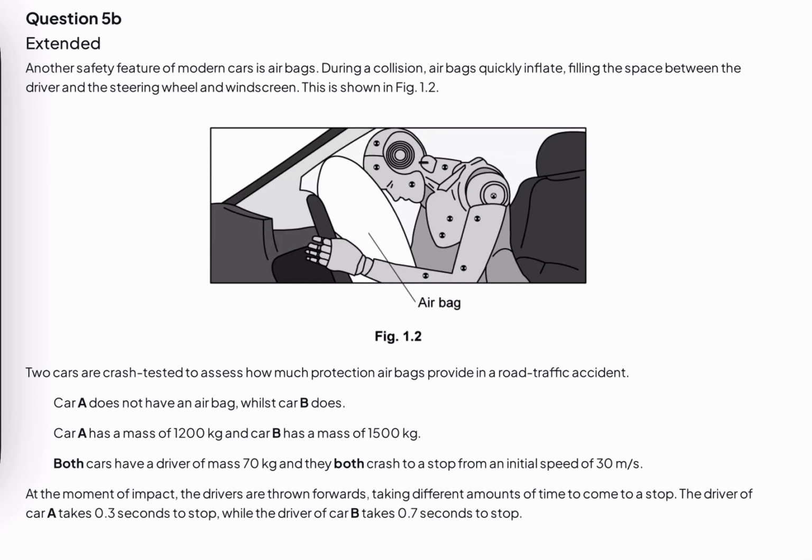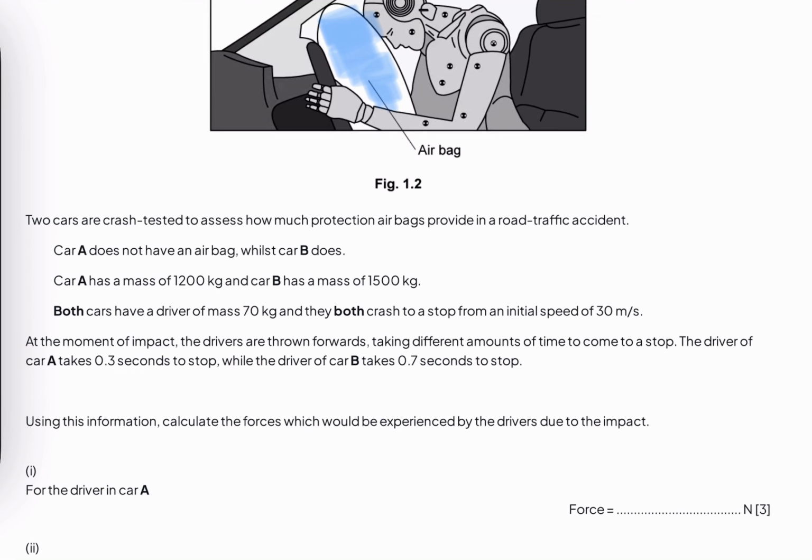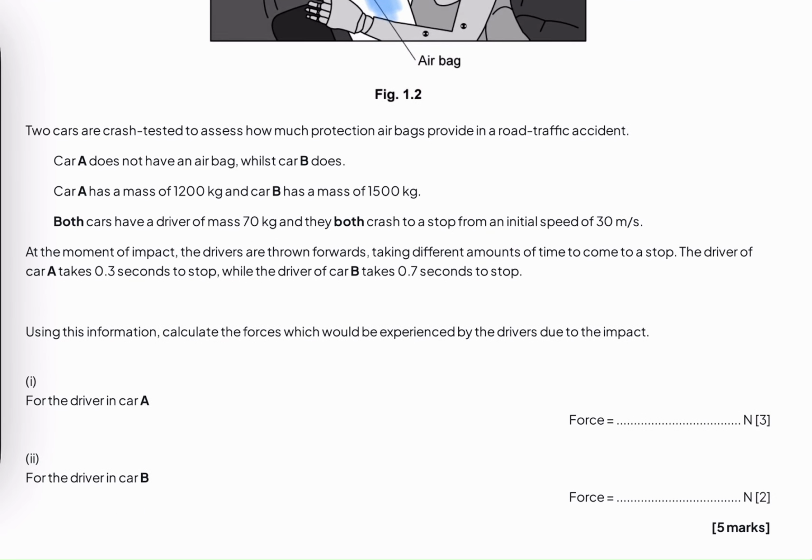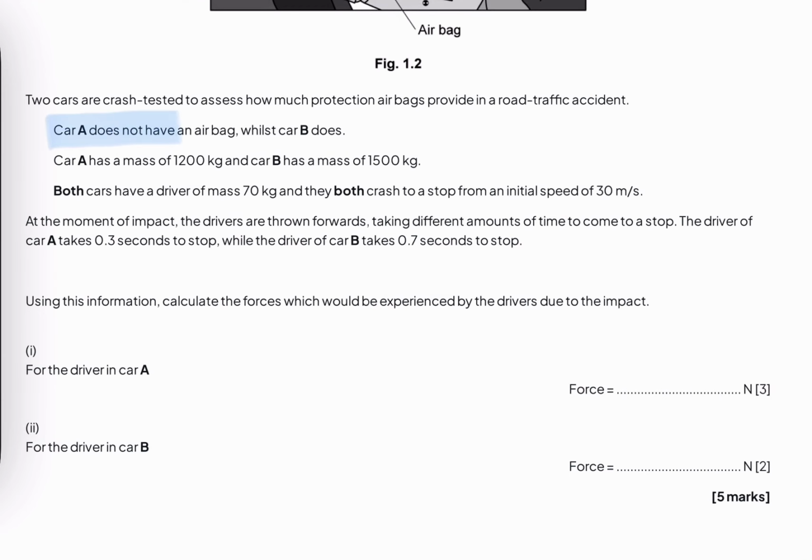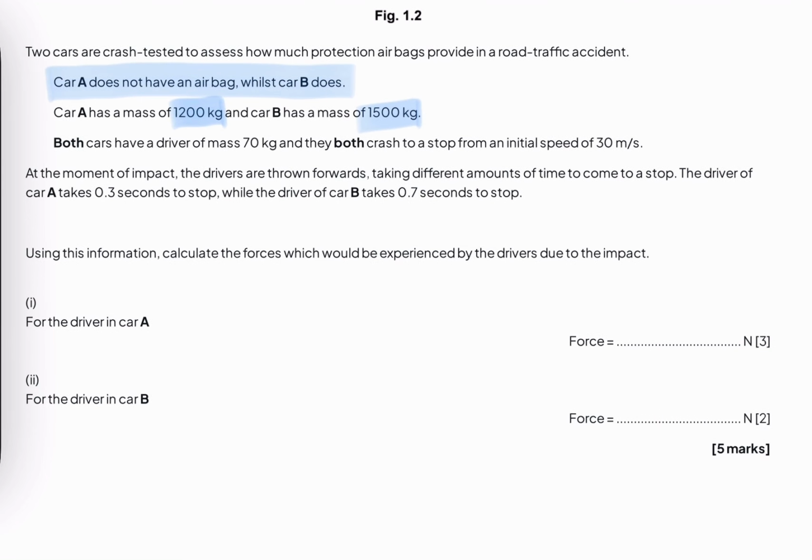Question 5b. Another safety feature of the modern car is the airbag. During a collision, the airbag quickly inflates, filling the space between the driver and the steering wheel and the windscreen, as shown in the figure. This is the airbag they have shown. Two cars are crash tested to assess how much protection airbags provide in road traffic accidents. Car A does not have airbags, while car B does. Car A's mass is this, and car B's mass is 1500 kg. Both cars have a driver of mass 70 kg, and both cars stop from an initial speed of 30 meters per second.